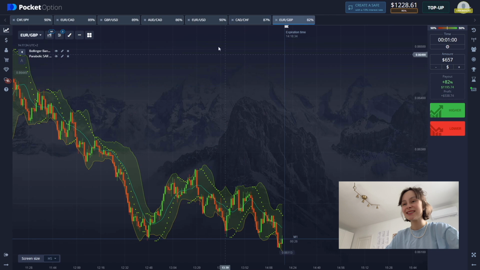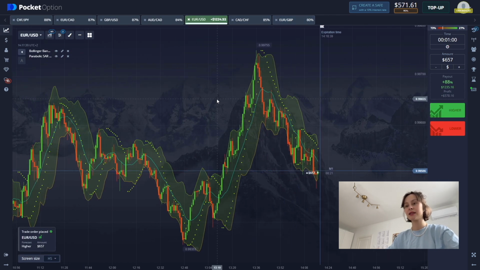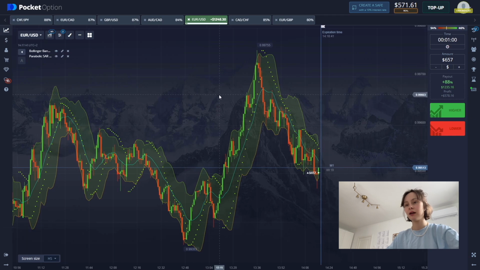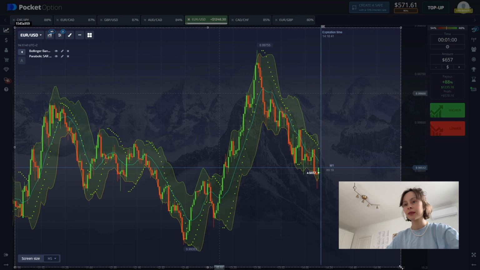Okay, let's refresh the page and continue trading. Let's look what we have here. 90%, the touch is happening. Let's open the deal to purchase. Let's highlight the working zone.